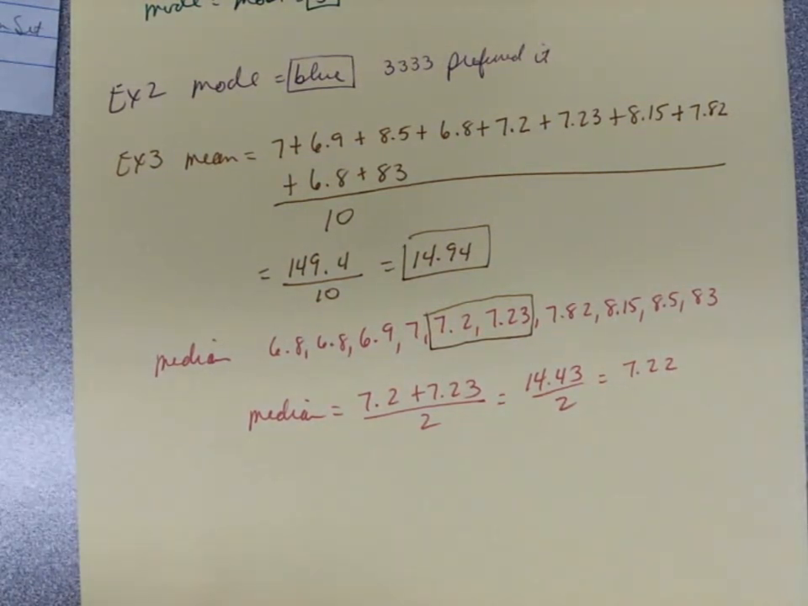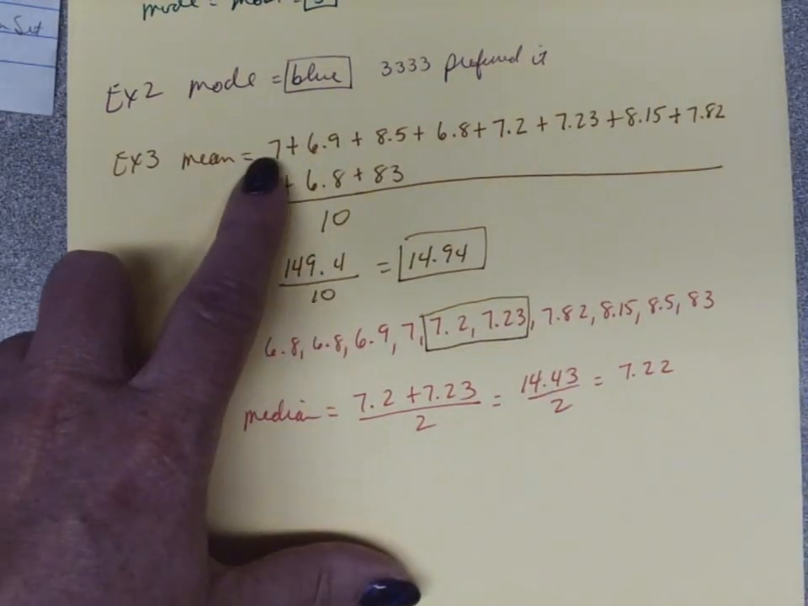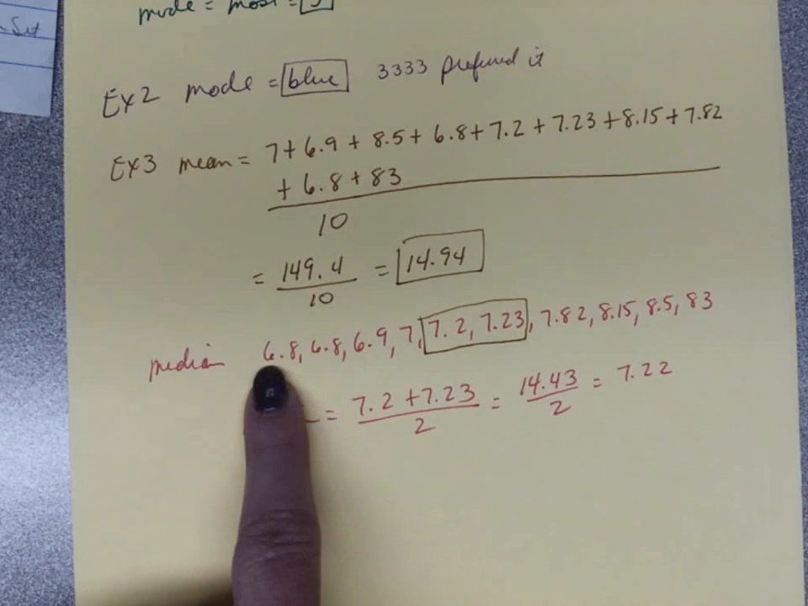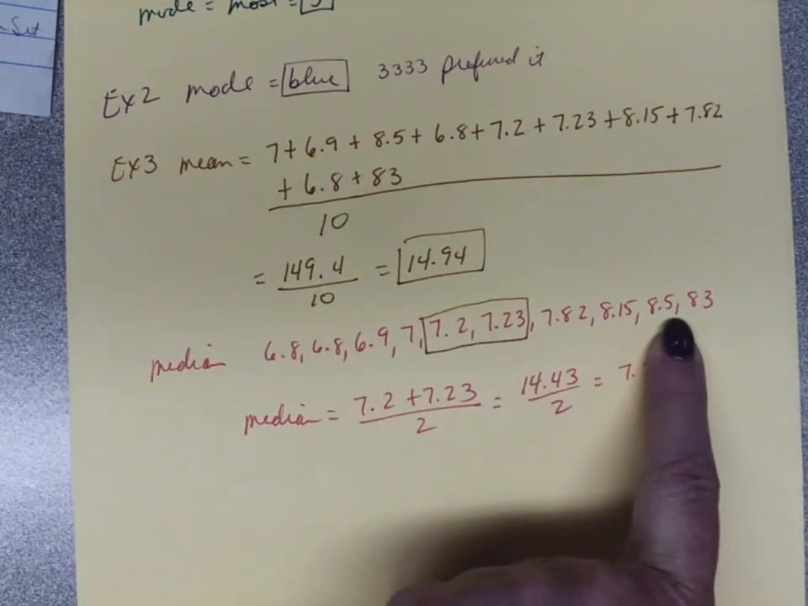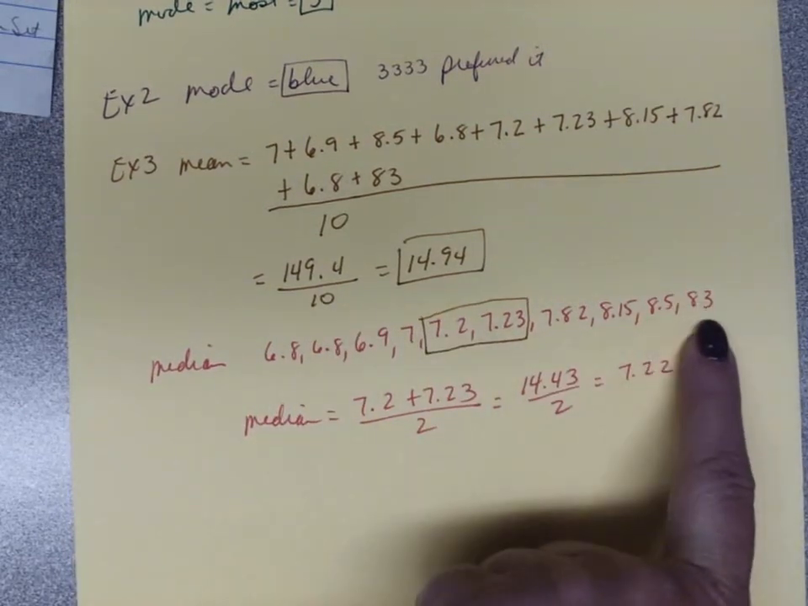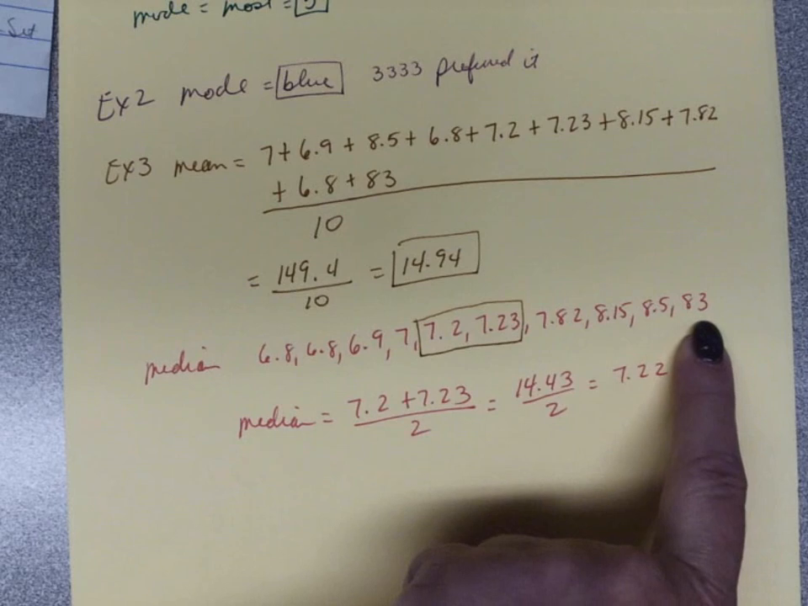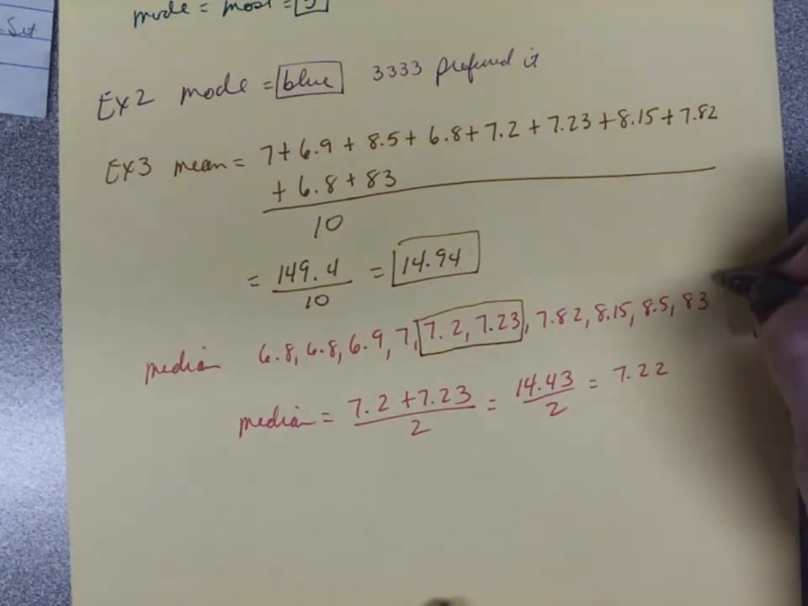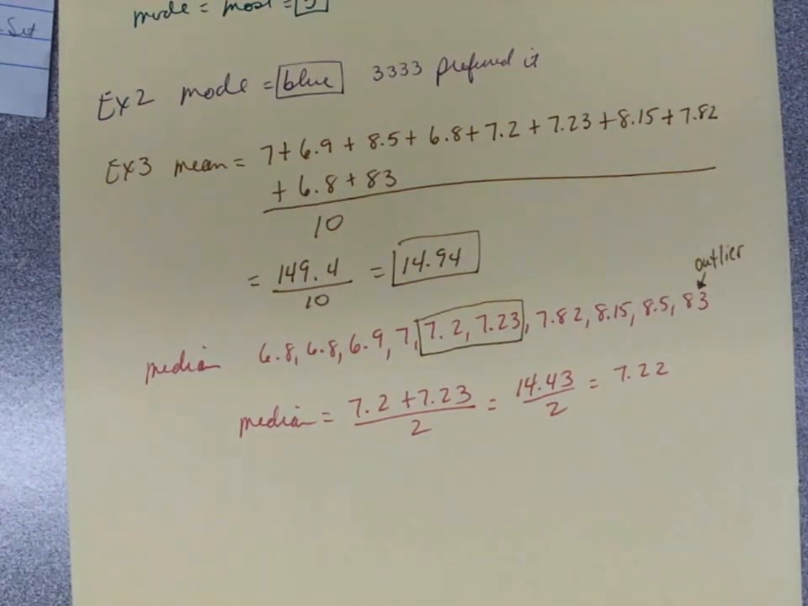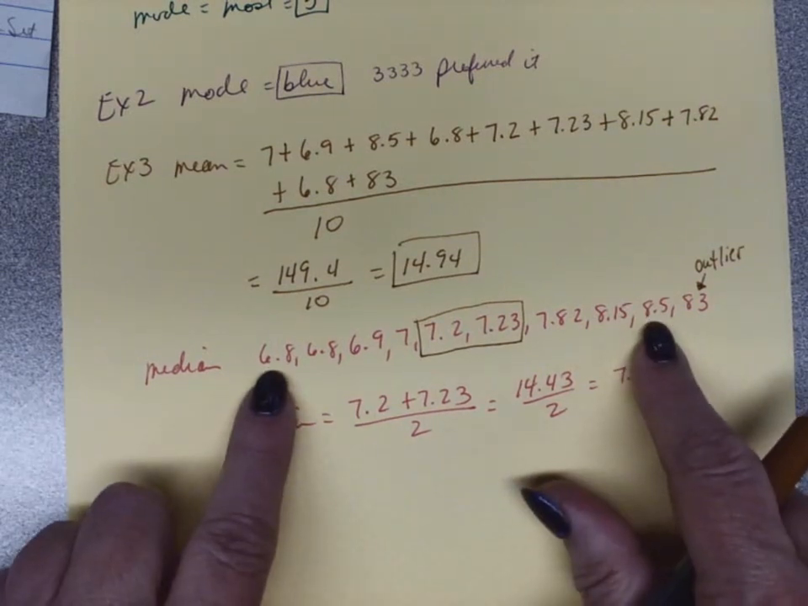So at this point, let's talk about, we have an outlier here. If you noticed, we have a range of numbers between 6.8 and 8.5. And then we have an 83. 83 is way away from all the rest of them, so that's what we call an outlier. I'm going to make a little note here. This is what we call an outlier. It lies outside of the regular values. Those are all pretty close together.